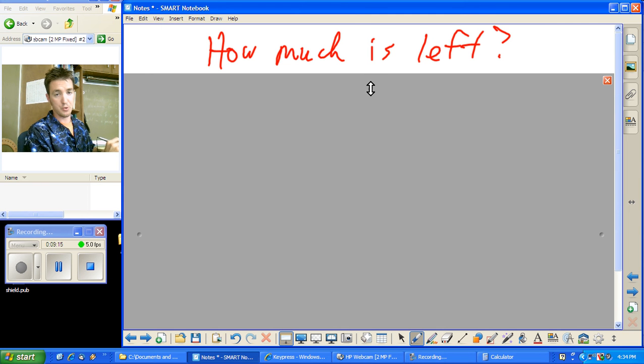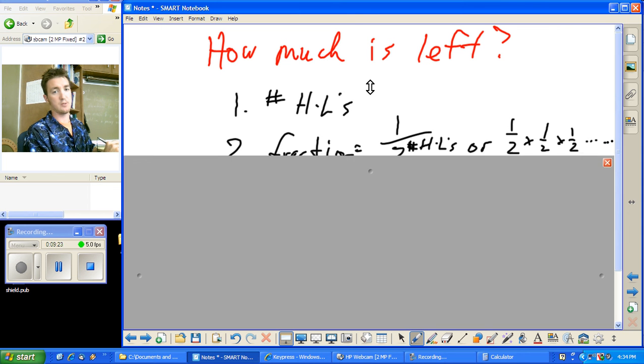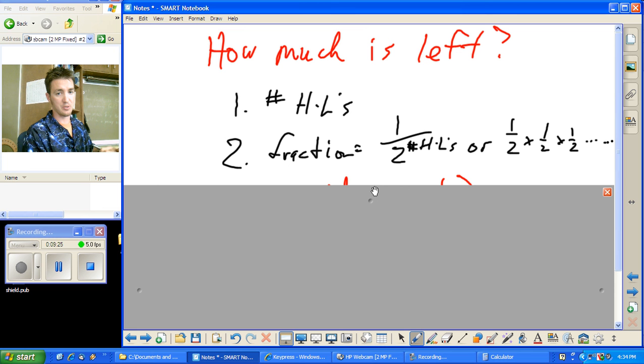So like I said, there are 2 types of questions. There is the how much is left, in which case, step 1, figure out how many half-lives. Step 2, figure out the fraction. The fraction is 1 over 2 with the exponent of the number of half-lives, so it would be 1 over 2 to the 5 half-lives, if there are 5 of them. Or 1 over 2 times 1 over 2, so half times a half times a half. Do that 5 times, which in either case it is 1 over 32. That's how much is left.